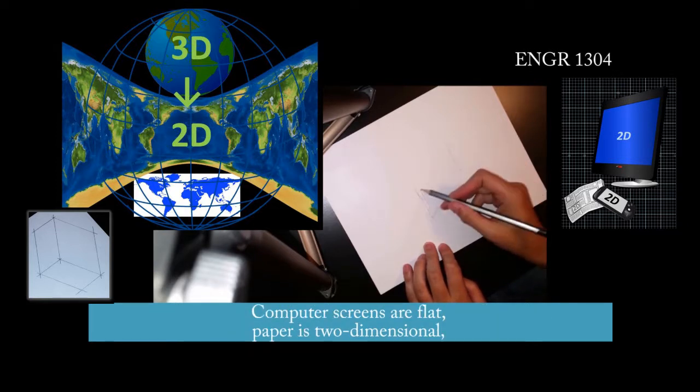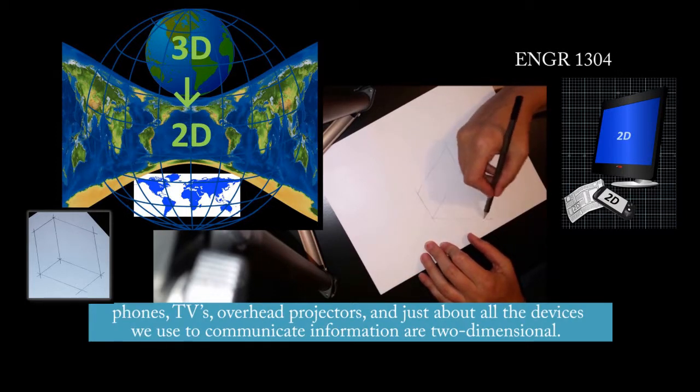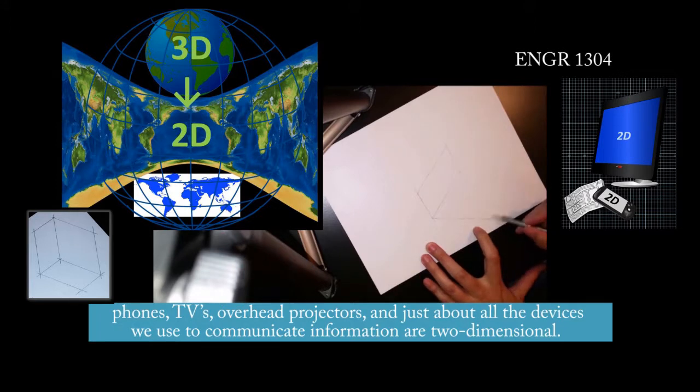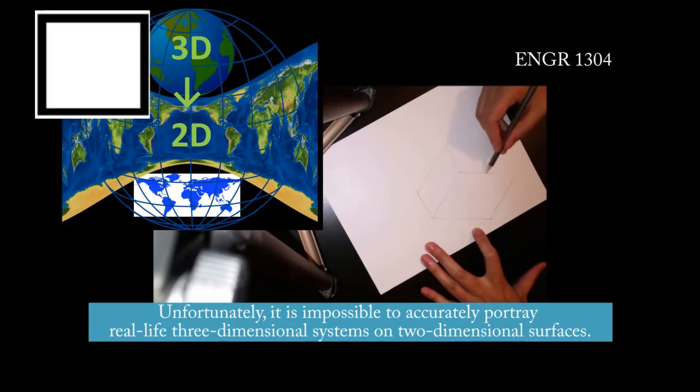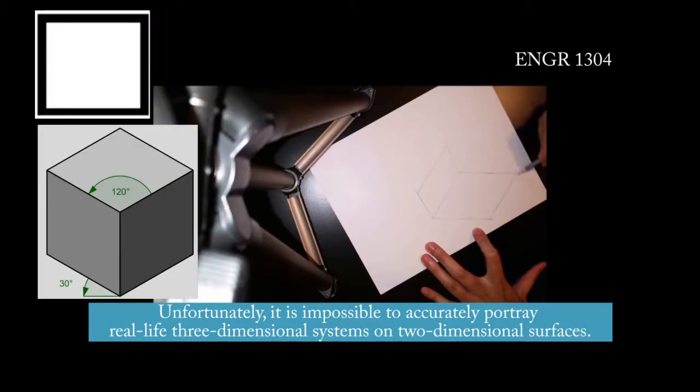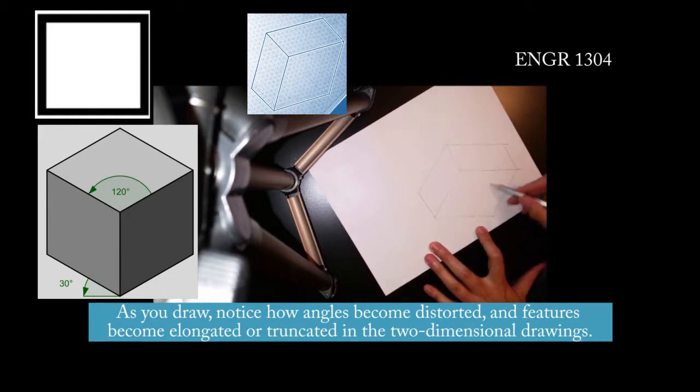Computer screens are flat, paper is two-dimensional, phones, TVs, overhead projectors, just about all the devices we use to communicate information are two-dimensional. Unfortunately, it is impossible to accurately portray real-life three-dimensional systems on two-dimensional surfaces. As you draw, notice how angles become distorted and features become elongated or truncated in the two-dimensional drawings.